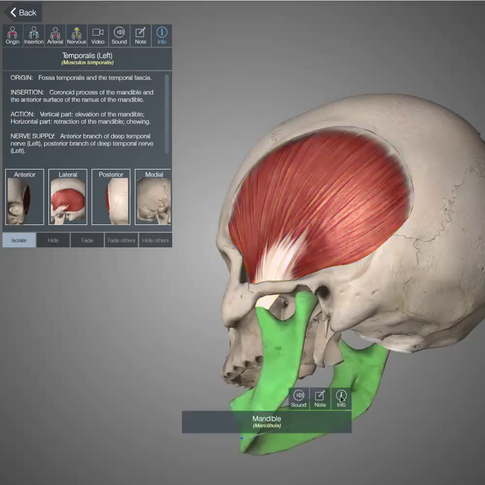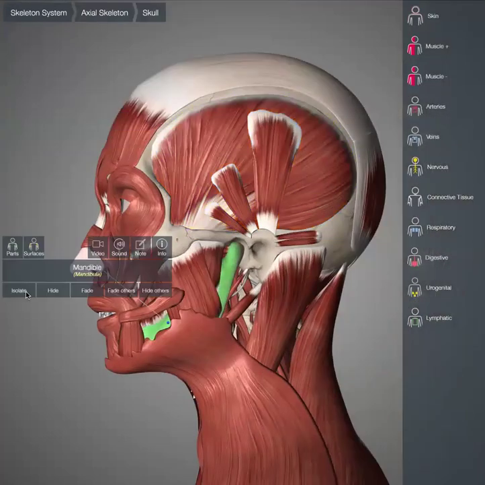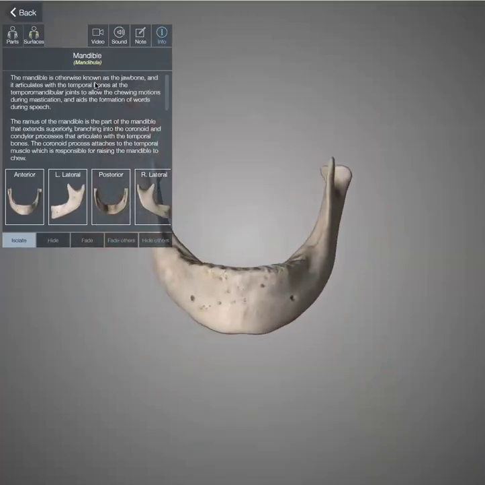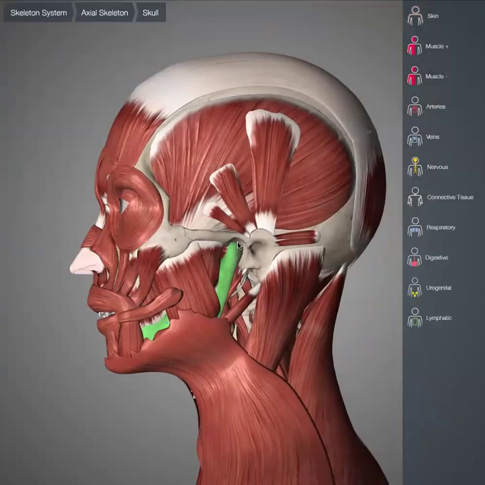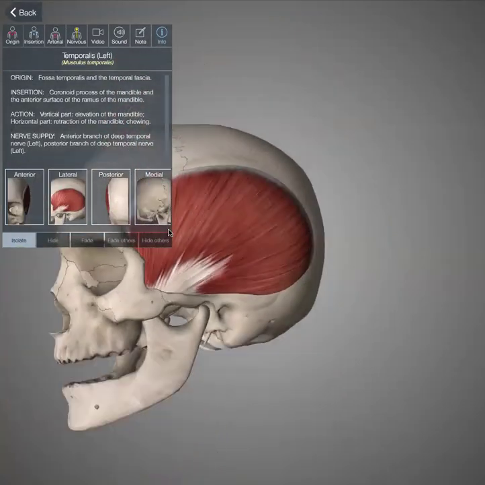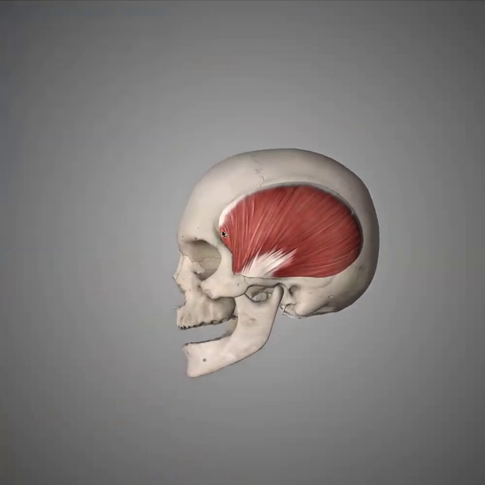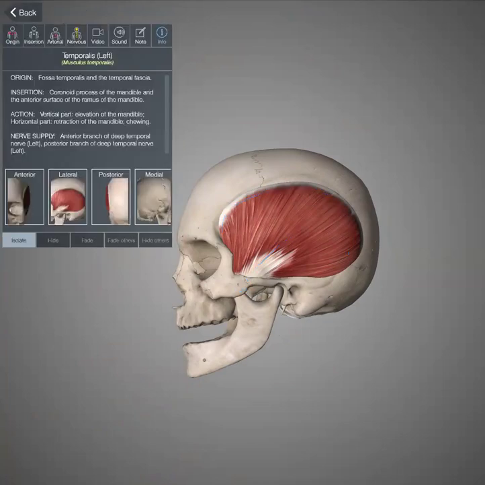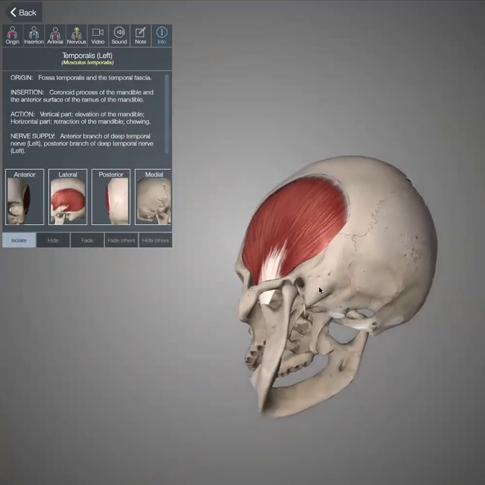I forgot where it is. Let me show you. The coronoid process of the mandible is this part. When we isolate the muscle, you can see that it comes out of the temporal fossa from here, like this, and then it goes and sticks to this process called the coronoid process, and you can see it from this angle.